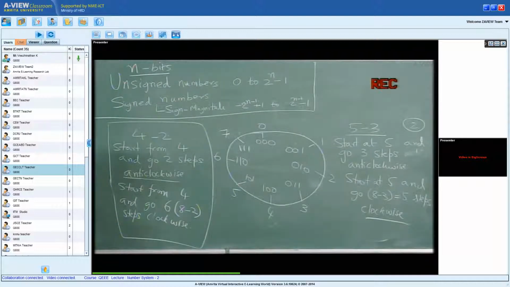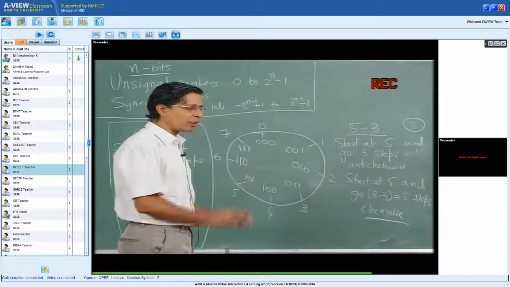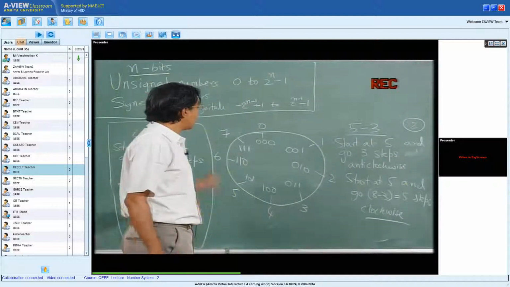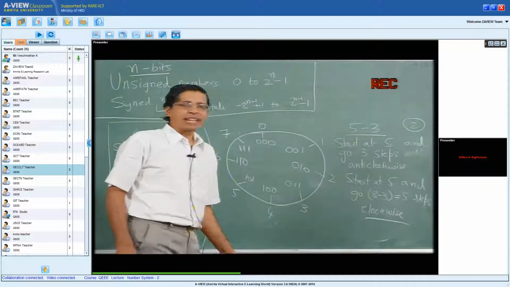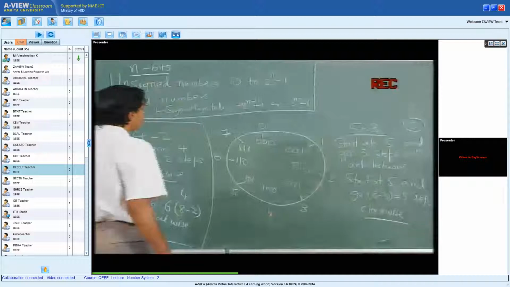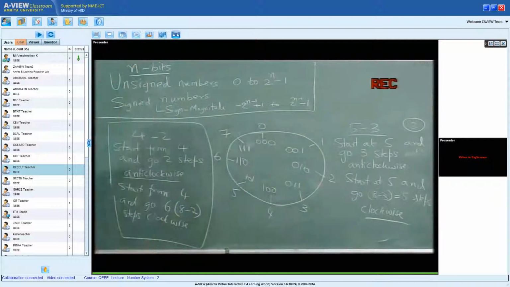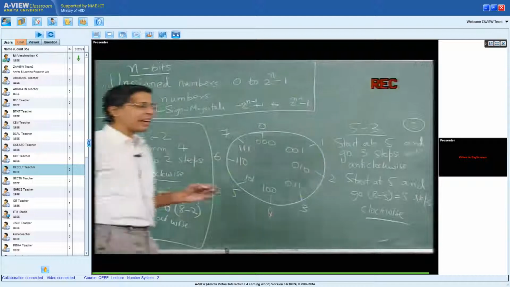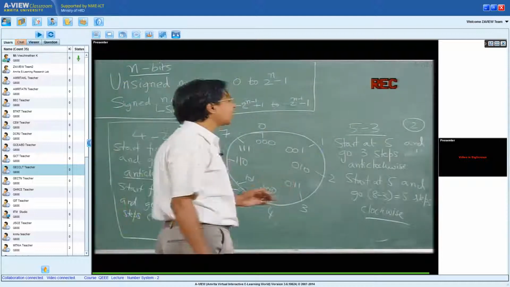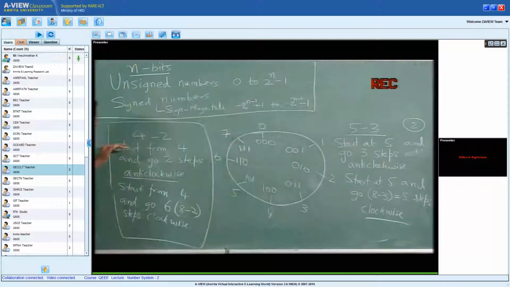Okay. I hope there is no doubt. It's a very simple concept. Anyway, if there are doubts, I will take up after another 10 minutes. But I hope all of you have understood this concept. So I am modeling subtraction as addition. Both these cases essentially explain that concept.